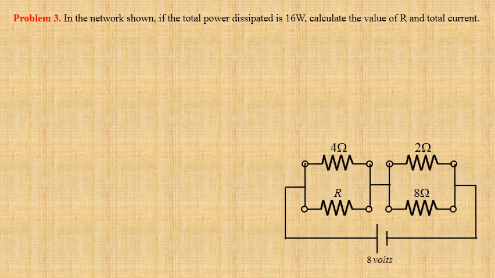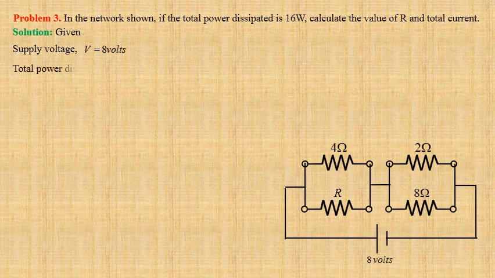In the network shown, if the total power dissipated is 16 watt, we have to calculate the value of R and total current. Let us first write down the given data. Supply voltage V equals 8 volts. Total power dissipated PD equals 16 watts, that is equal to V square divided by Req.